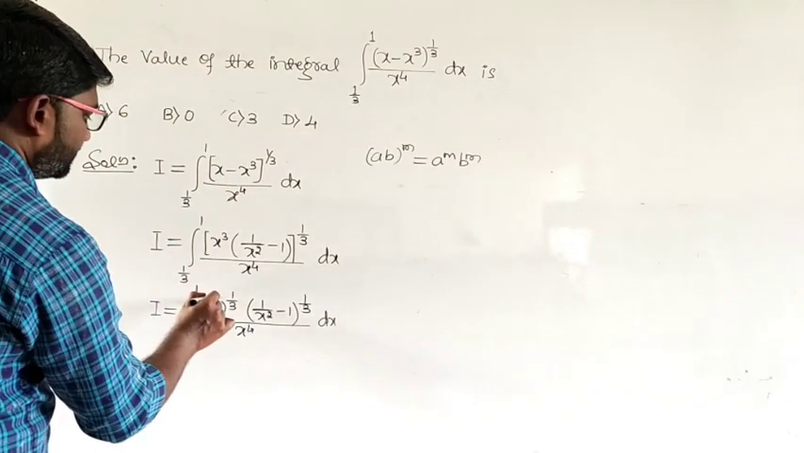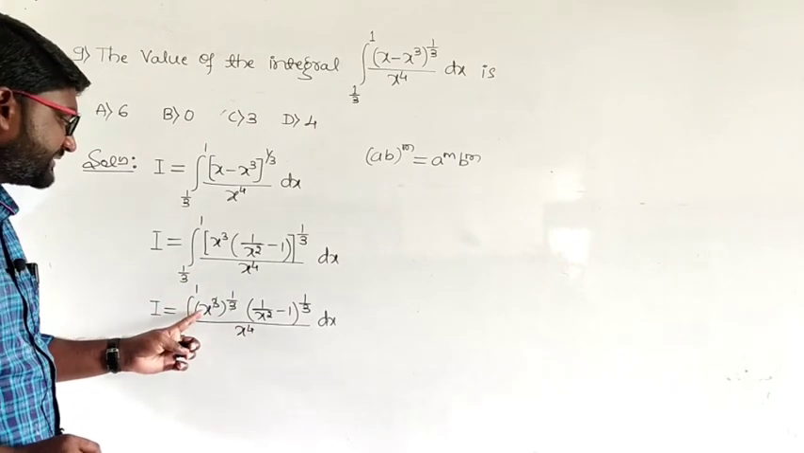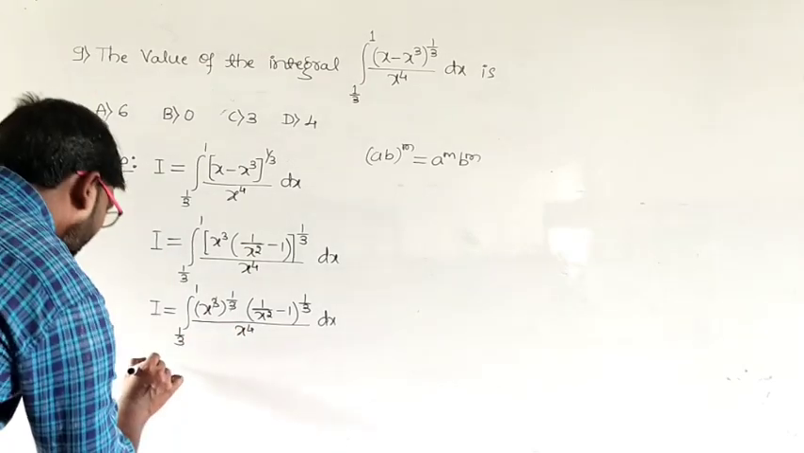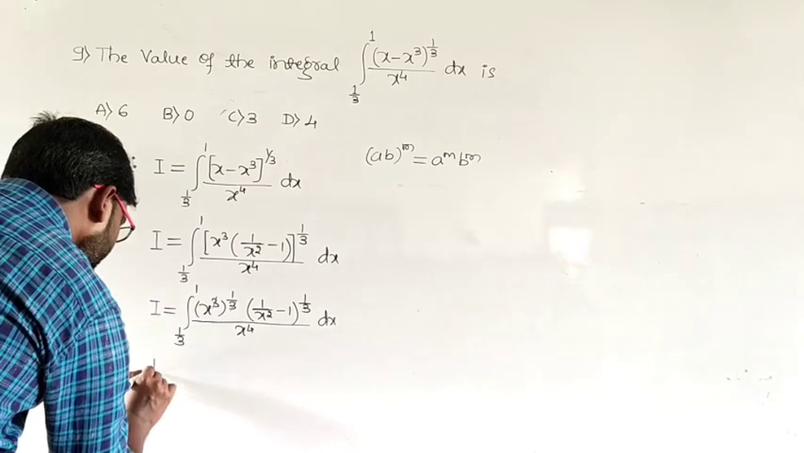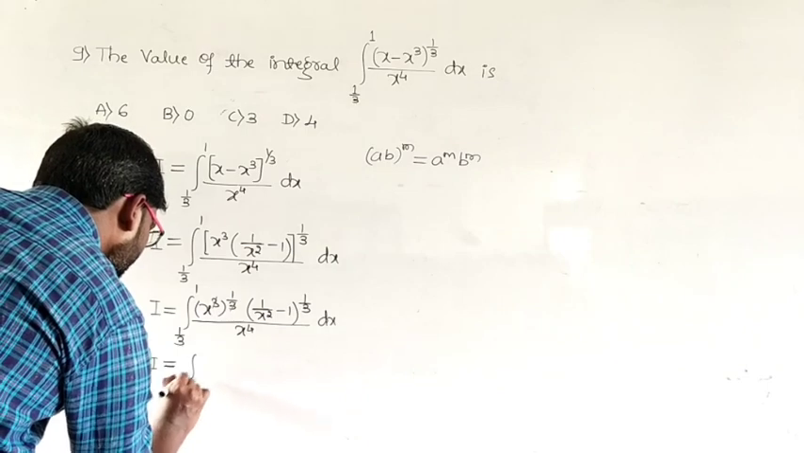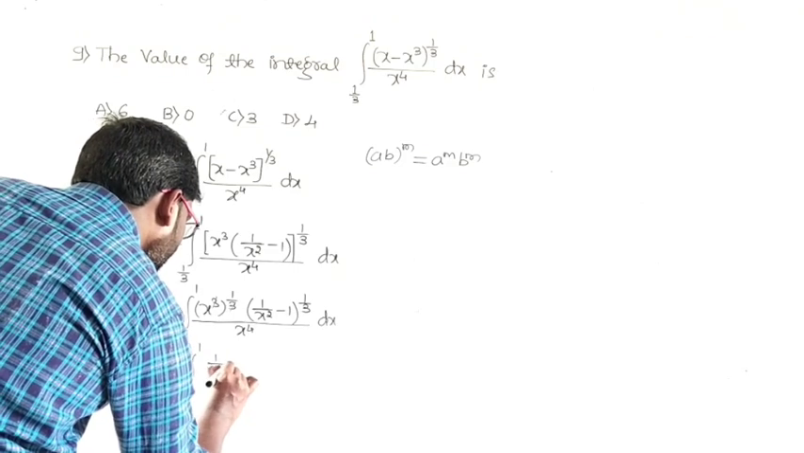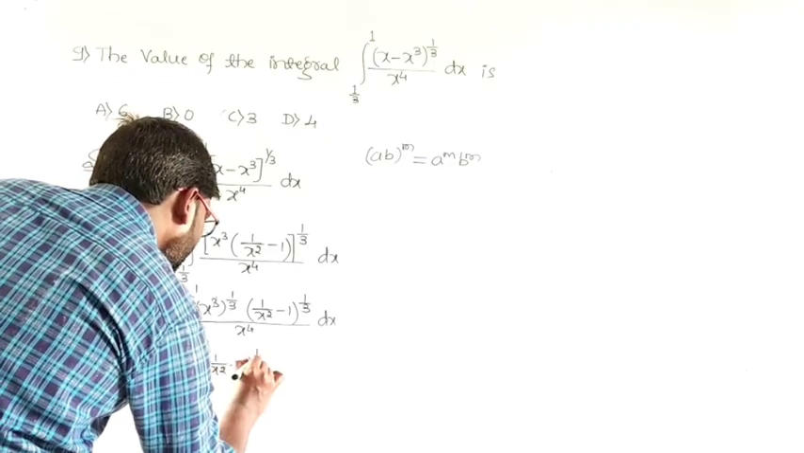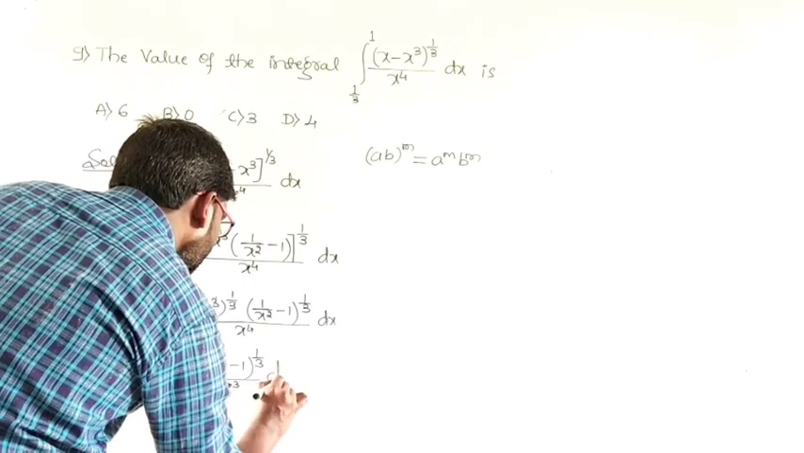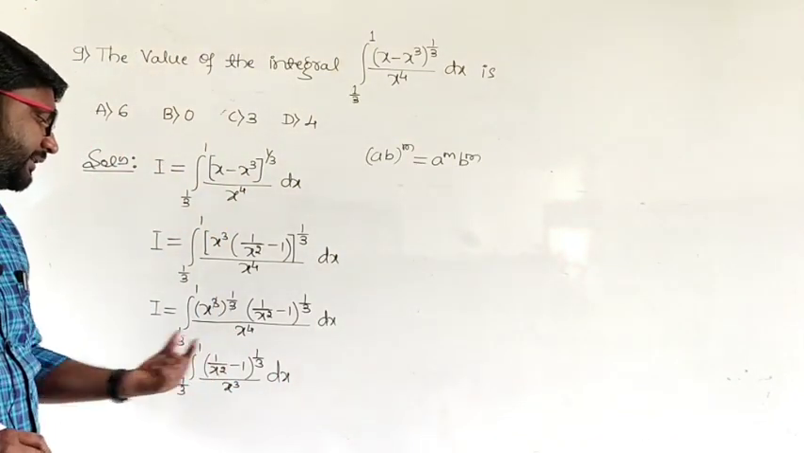So now this 3 and this 3 get cancelled, we have only x in the numerator, and here one x gets cancelled, we get x cube in the denominator. I, which is equal to the integral from 1 by 3 to 1, then what do we have now, 1 by x square minus 1 whole to the power 1 by 3, then divided by x cube dx. So after simplification, one x gets cancelled now. Now let us go for the substitution.